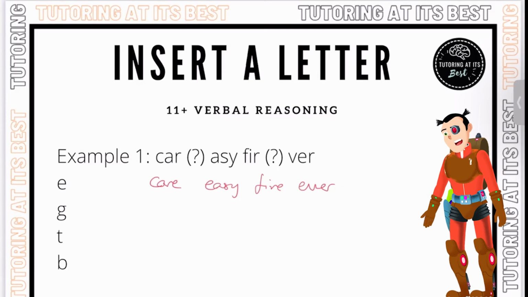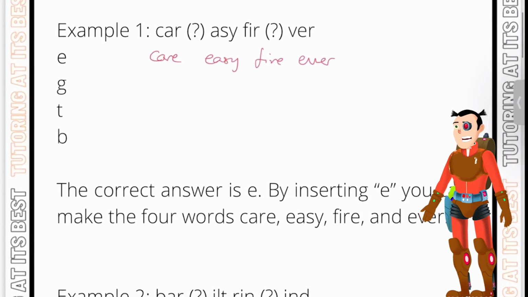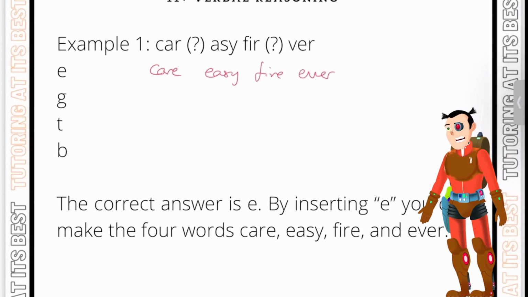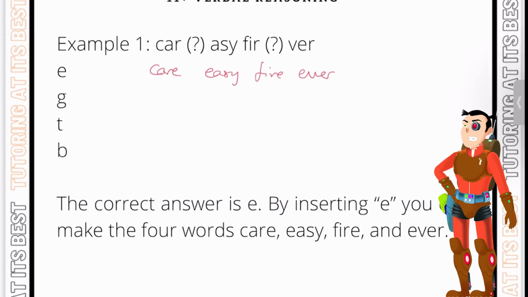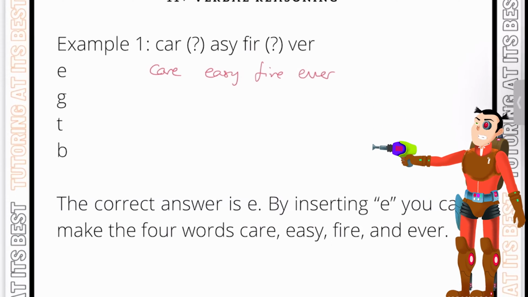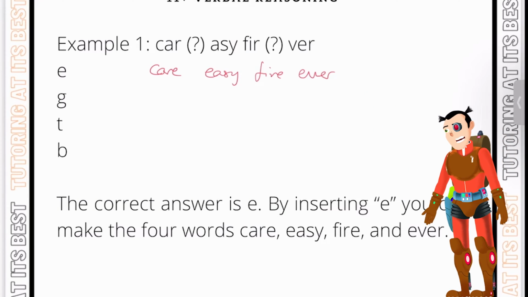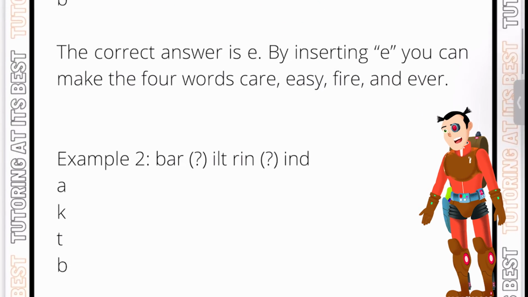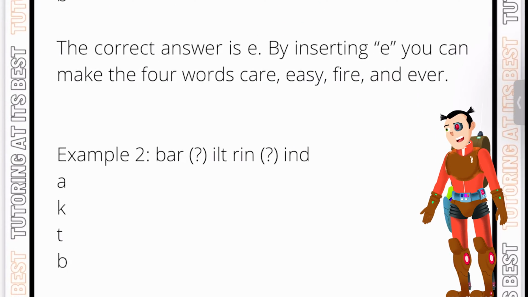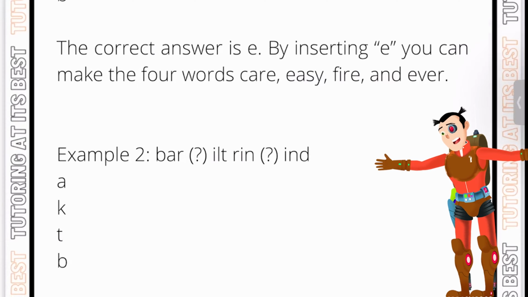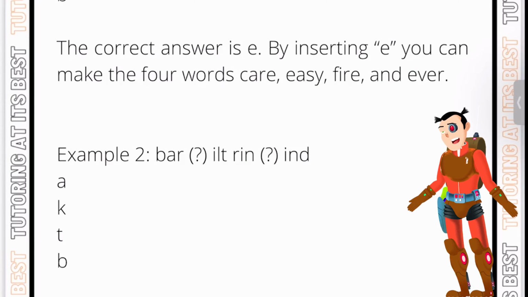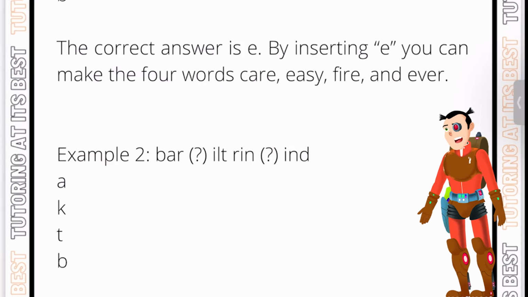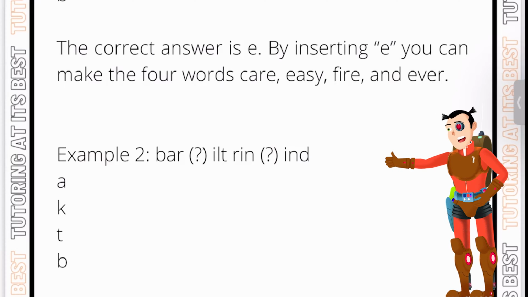So with that in mind, as you can see here, the correct answer is E. So by inserting E, you can make the four words, which are care, easy, fire, and ever. Okay, let's move on into question two, and this is our second example here. So again, we've got four words here, and we need to find one letter that ends the first word and starts the second word. So again, just concentrate on one of the words which seems easier to work with.